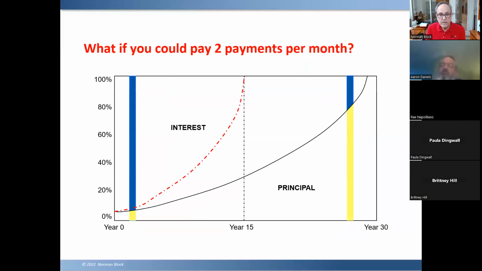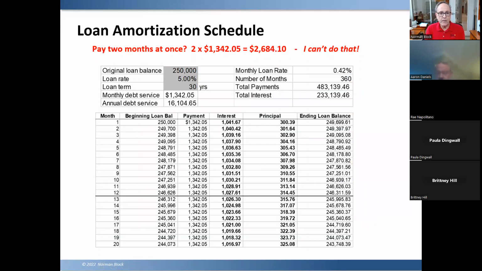In fact, if you could pay 2 payments a month, the curve would look like this. You would pay the loan off in 15 years instead of 30, and you would save all of this interest that would never be paid. You with me? But you see, most people would look at me and say, well, Norman, pay 2 payments a month? I struggle to pay $1,342.05 every month. 2 payments would be $2,684.10 a month. I can't do that.